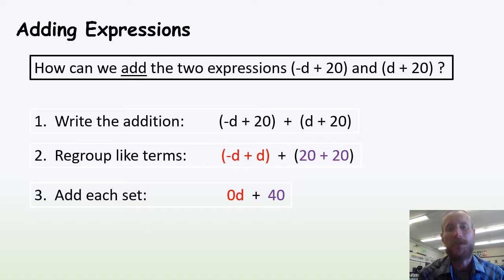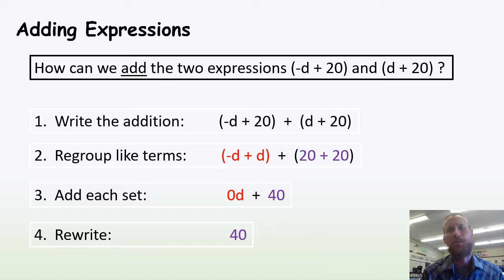So there would be an additional step here, which is just to rewrite. Since 0 times d, the first set of variable terms is 0. That would be added to 40, and so the final expression is 40. This is what we went over in our journal today, an example involving opposites. So next slide.